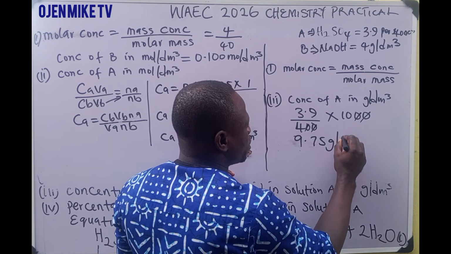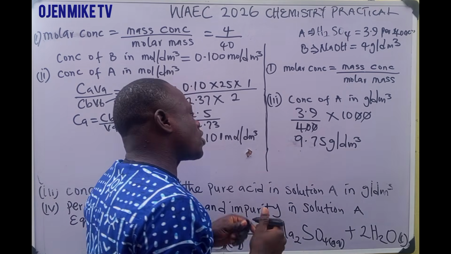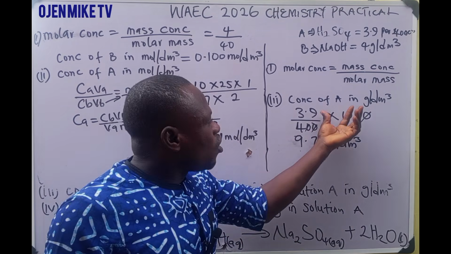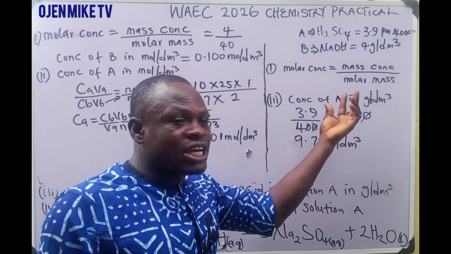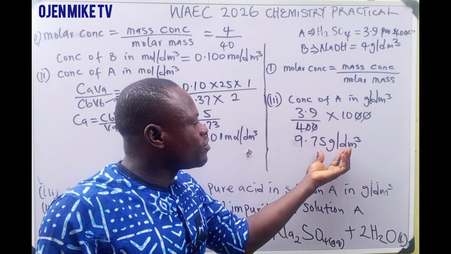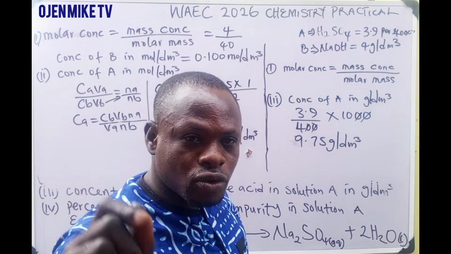9.75 grams per what? dm3. So our concentration of A in grams per dm3 is what? 9.75 grams per dm3. That is how to calculate.